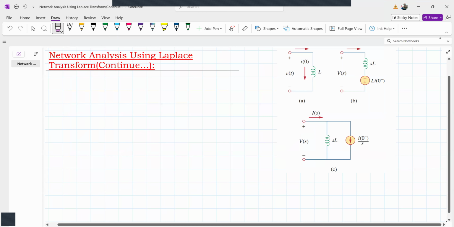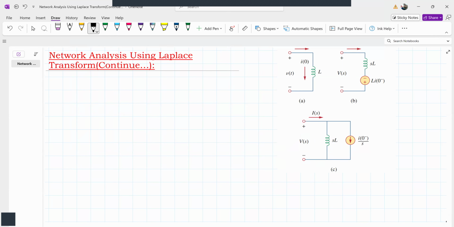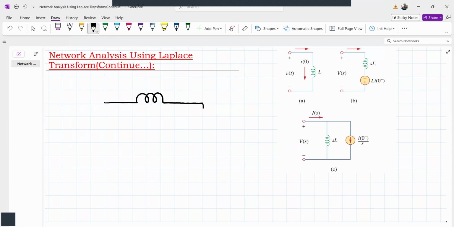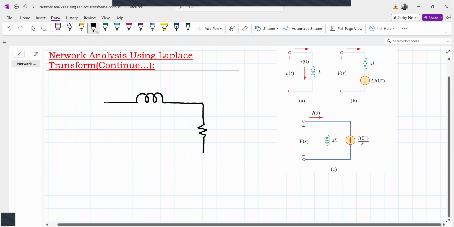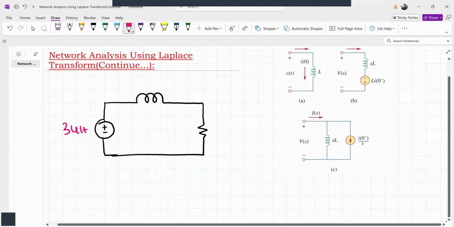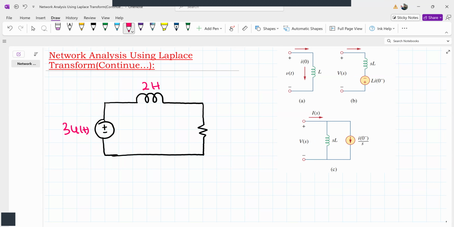Okay, so we'll continue with the previous problem. We have a network, a series RL network, connected to a voltage source. The value of the voltage source is 3 u of t. And this is our 2 Henry inductor, 4 ohm resistor, and our goal is to find i of t in the circuit.